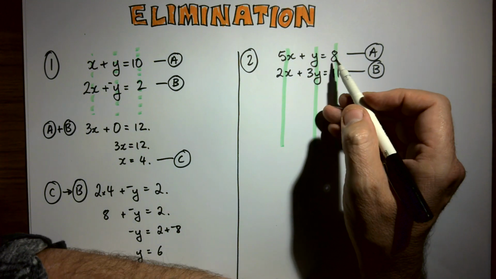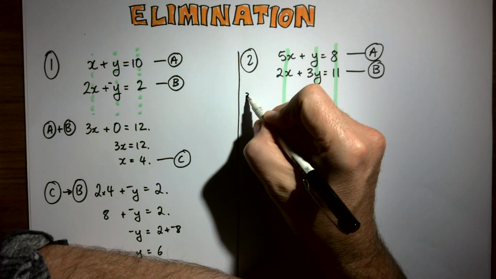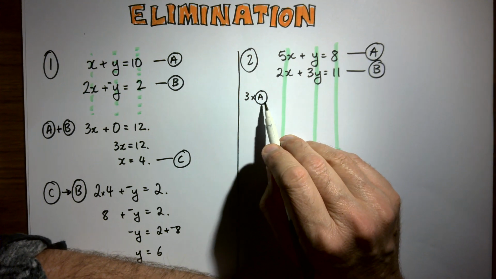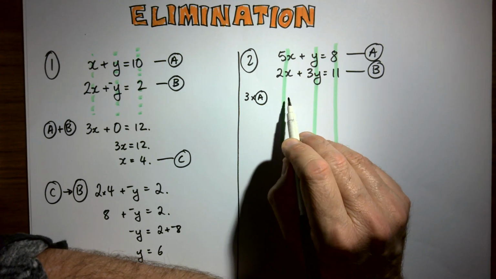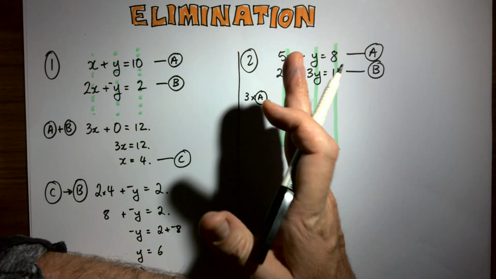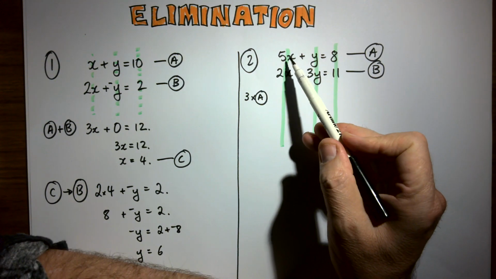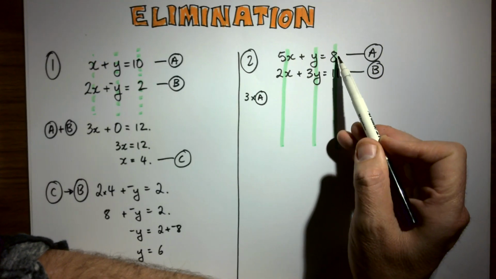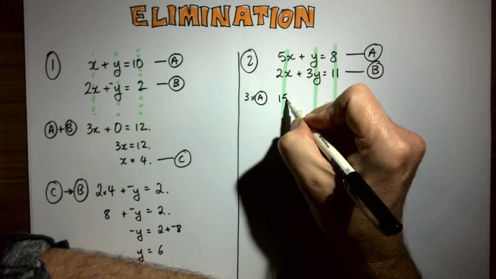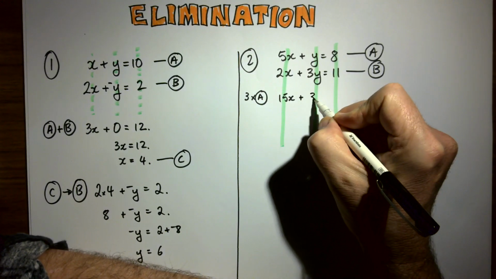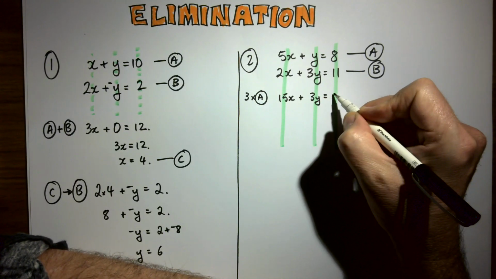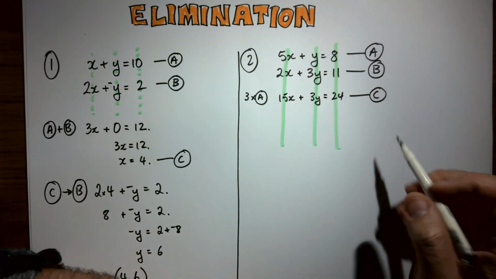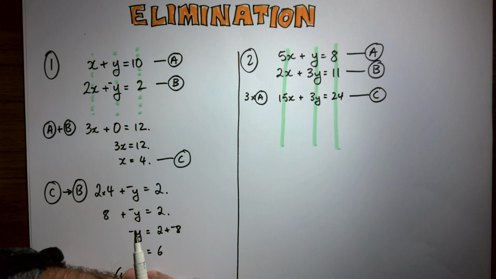Okay, so this is what I'm going to do. I'm going to go 3 times a. I'm multiplying equation a by 3, and now I'm telling the reader what I'm doing, and I've got these columns. So 3 times a, let's do that. All through here, multiplied by 3. So I've got 15x plus 3y equals 24, good. Now, I've got a brand new equation, and I'm going to call it c.